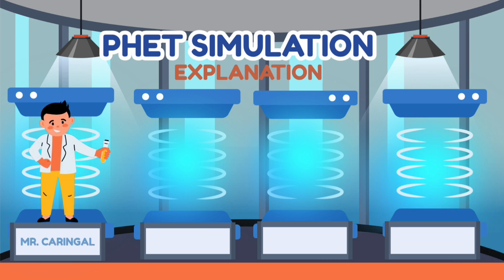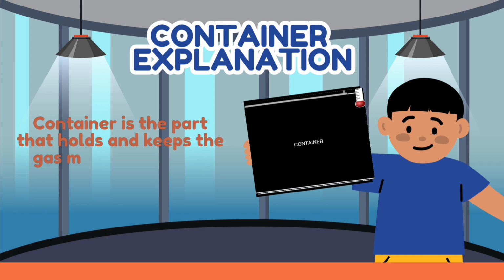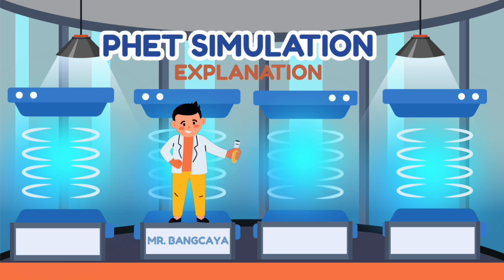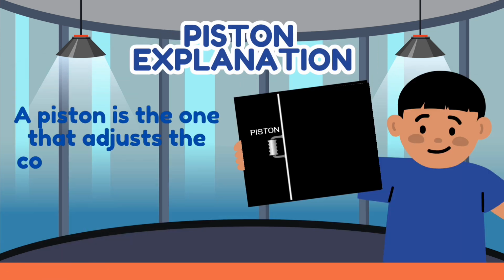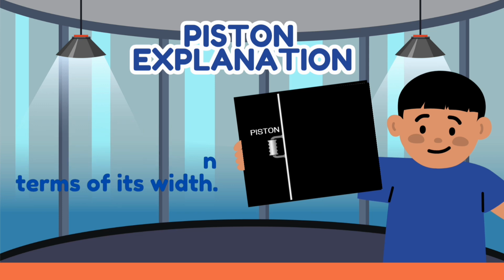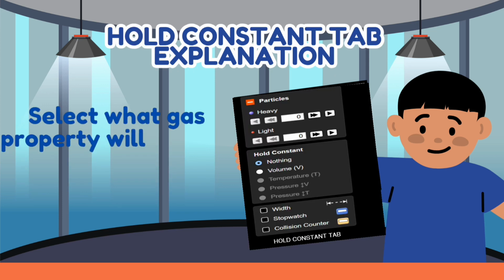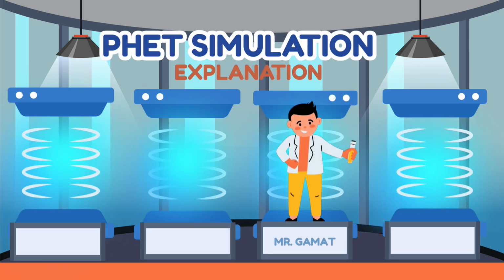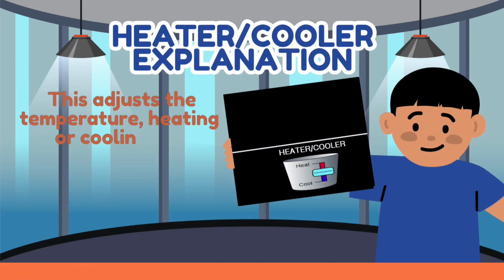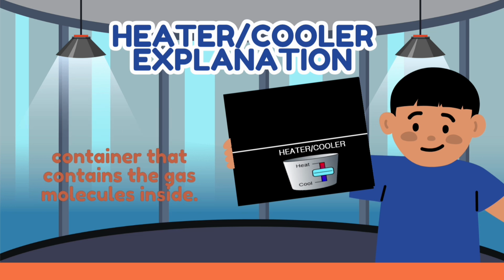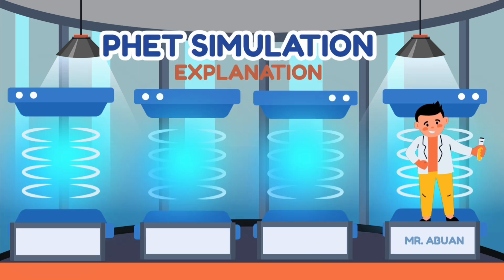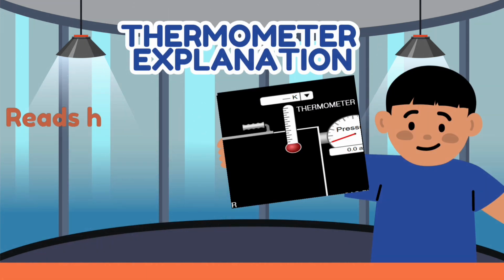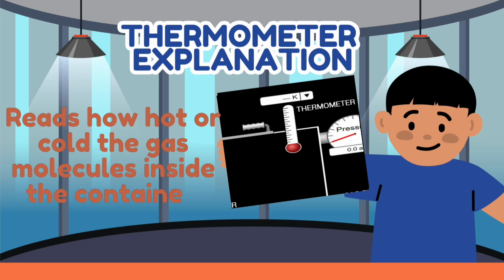Let's start with a container. Container is the part that holds and keeps the gas molecules inside. A piston is the one that adjusts the container size in terms of its width. Select what gas property will be held constant. This adjusts the temperature, heating or cooling the container that contains the gas molecules inside. Pump gas molecules inside the container. Reads how hot or cold the gas molecules inside the container are.